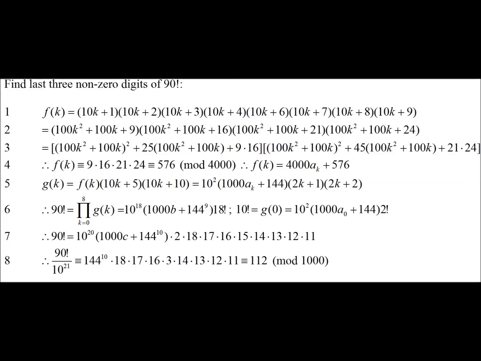Number 4. With these steps, we can find the last three non-zero digits of the factorial of any big number.